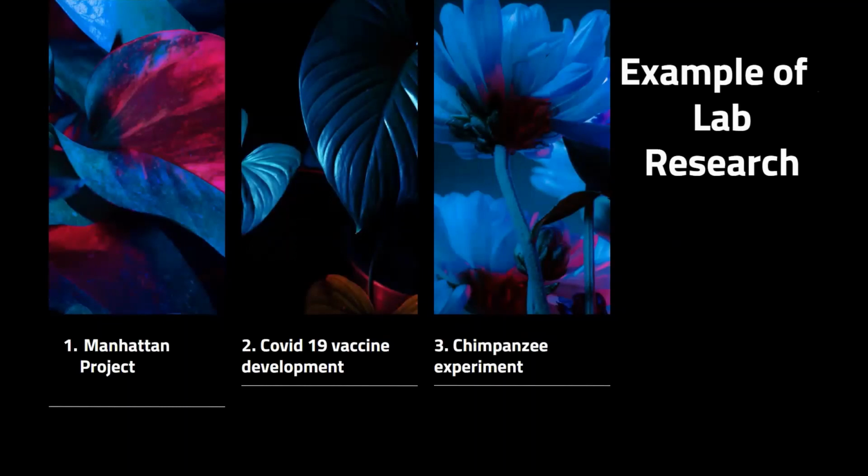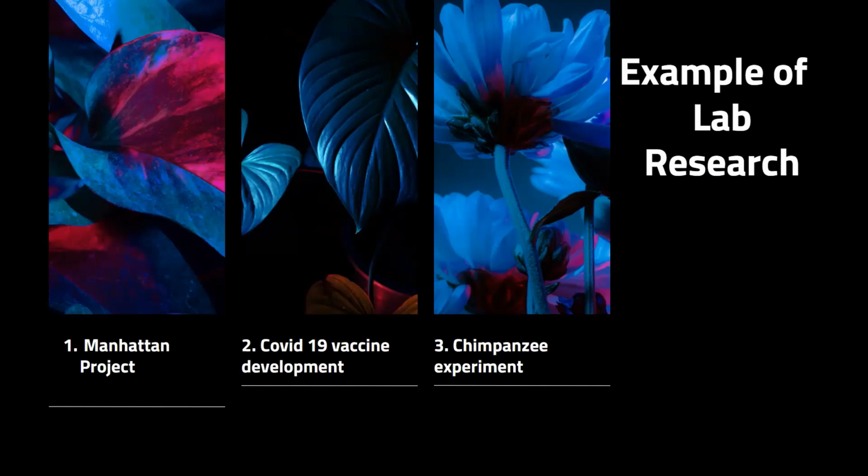Okay, so here I present 3 examples of lab research. The first one is the Manhattan Project. So what is the Manhattan Project? The Manhattan Project is a project that was conducted by the United States government during World War II to develop nuclear weapons or weapons of mass destruction.